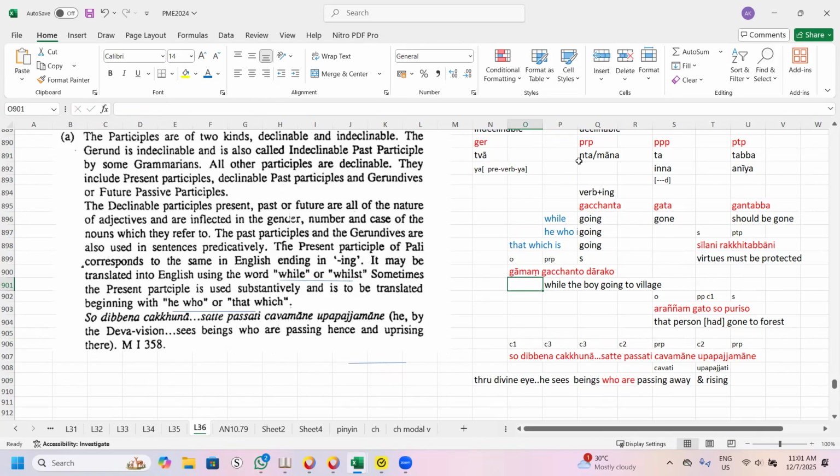So these two lines are this one. You have to look at the sentences. For instance, I think this one I constructed: "Gamang kat canto darako". If you translate it, the boy going to the village. So that means you can use "while": while the boy is going to the village.